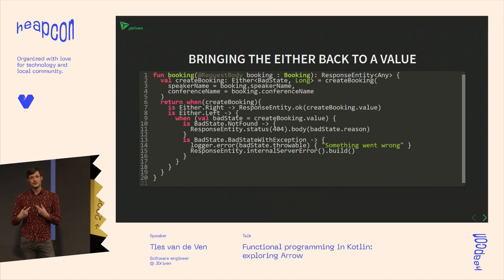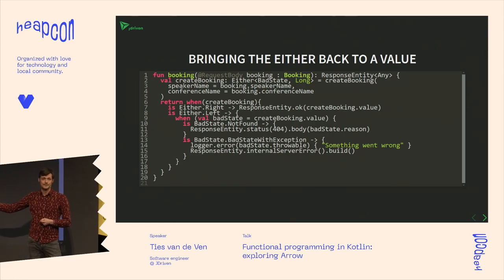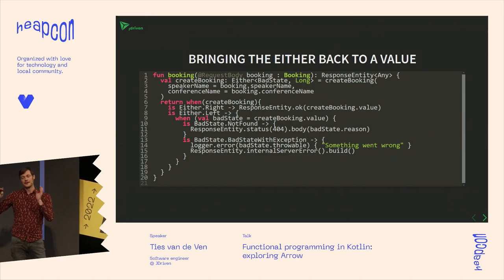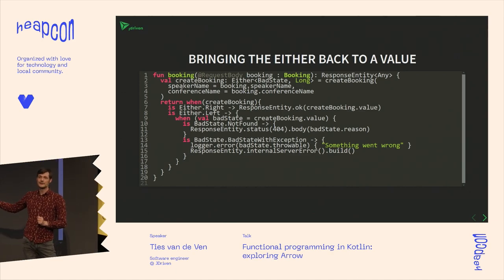Otherwise, by using a sealed class as a Left, I'm also forced to handle all possible cases. Because if, for example, in the future, a DuplicateBooking exception is added, this when statement wouldn't compile because it's missing one of the branches. So again, I'm forced to deal with all possible errors. And this is what I meant when I talked about moving errors from runtime to compile time. If I don't write error handling code, my code will not compile. And I think that's a very powerful thing.